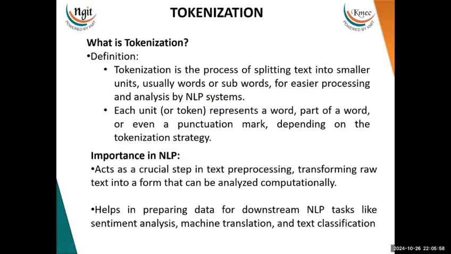What is tokenization? Tokenization is the process of splitting text into smaller units, usually words or subwords, for easier processing and analysis by NLP systems. So each unit or token represents a word, part of a word, or even a punctuation mark, depending on the tokenization strategy. So what is the importance of tokenization in NLP?